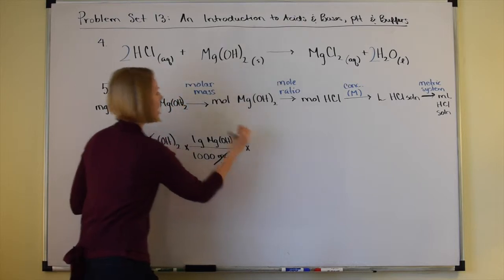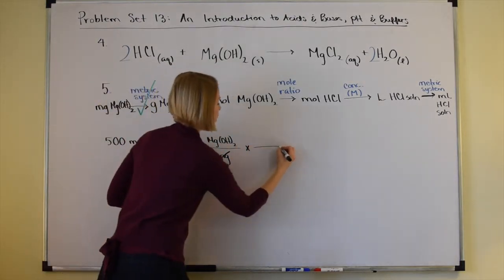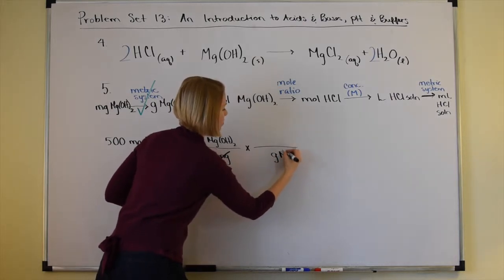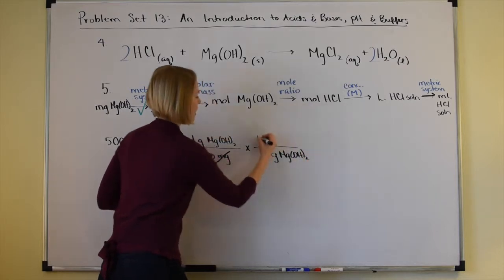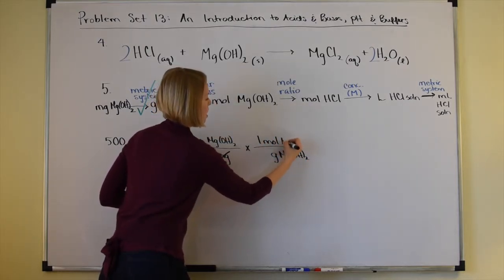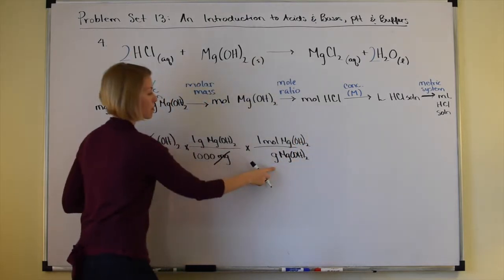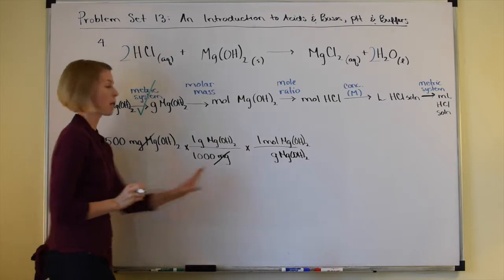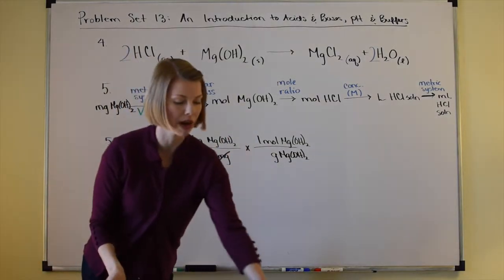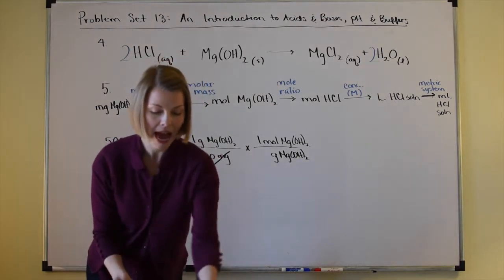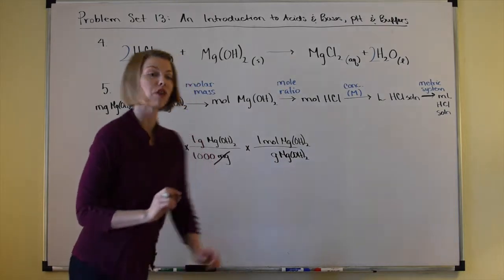Okay, so we've done step number 1. Now we need to find the molar mass of magnesium hydroxide so that we can convert grams of magnesium hydroxide into moles of magnesium hydroxide. Okay, so grams on the bottom, moles on the top. So what is this number here? Let's go to the periodic table. So grab a periodic table and look up magnesium. It is 24.31 grams per mole.